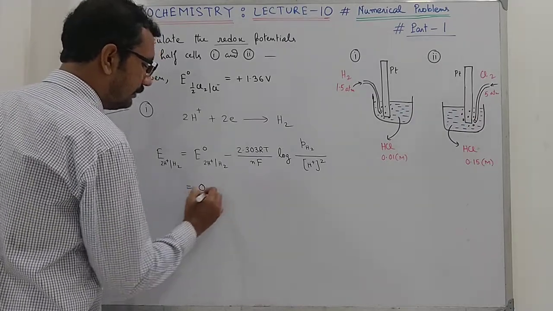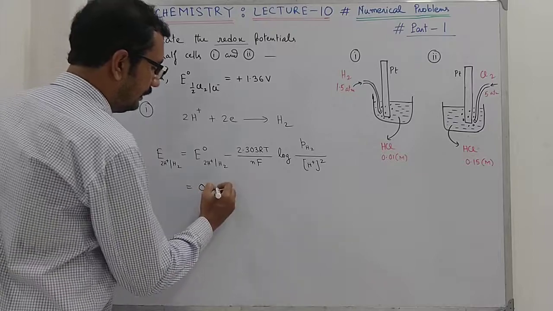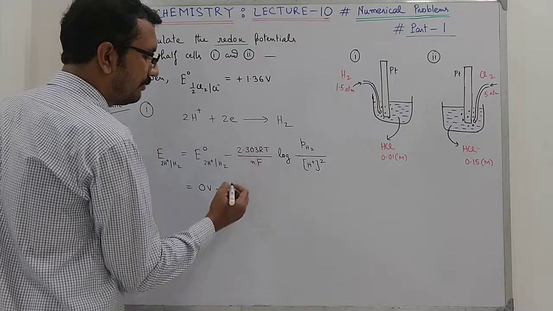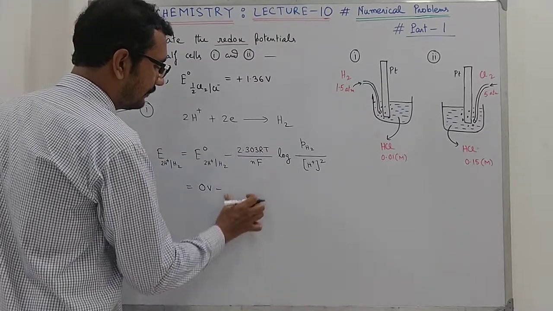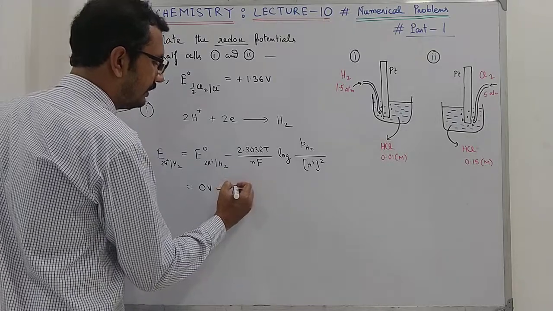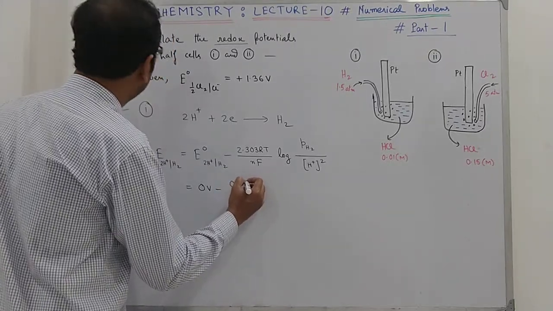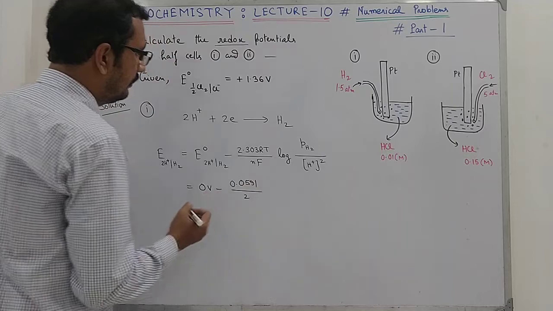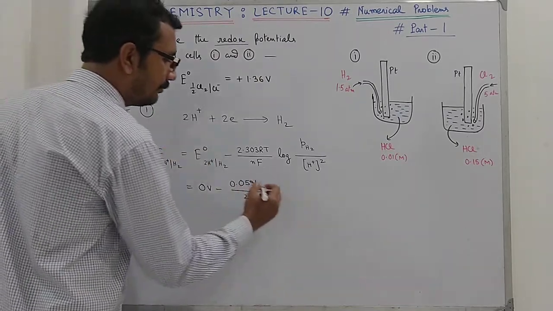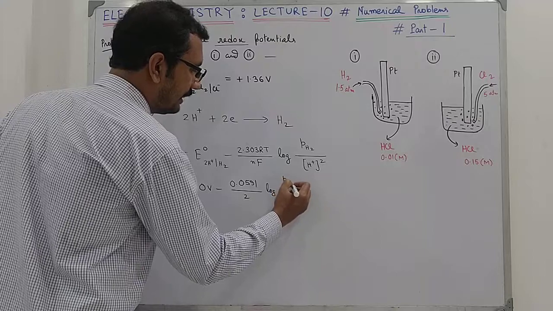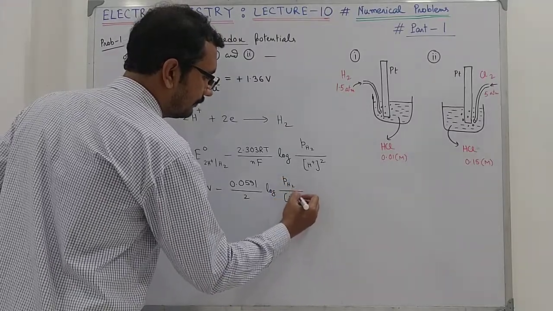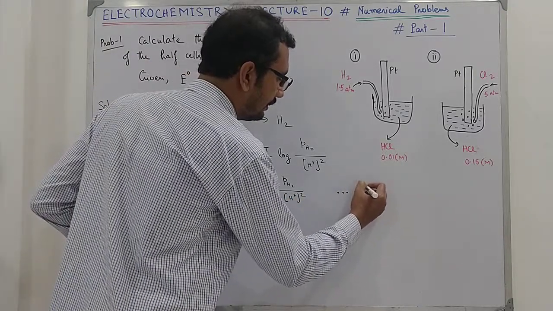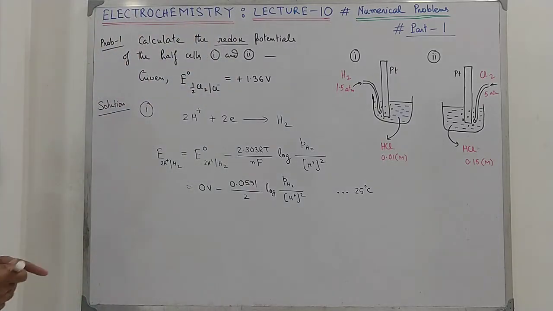So we will put 0 volt here, it is the convention, and if 25 degree centigrade is given, then we will be able to write it as 0.0591. So let us consider that temperature 25 degree centigrade is given. So you put here 0.0591 by n. This is a 2 electron transfer reaction, so we will have 2 here, and we have log pH2 by H plus whole square. You must mention 25 degree centigrade.